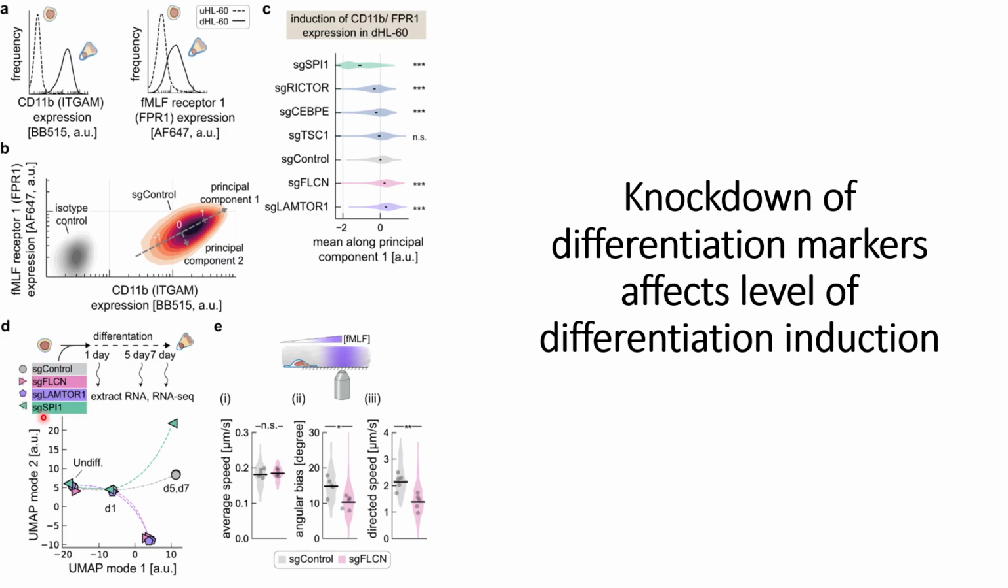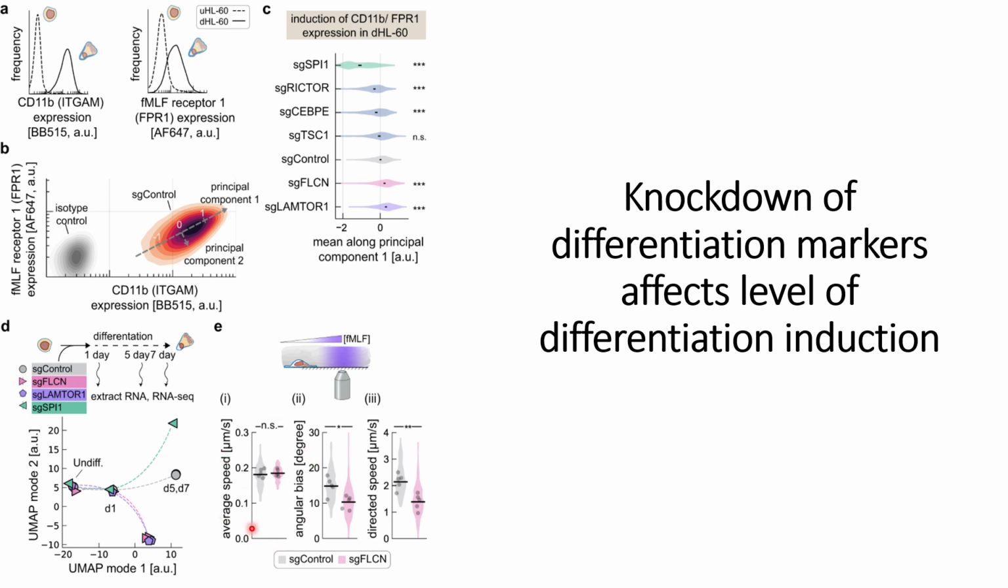Thereafter, to check whether they have different types of differentiation, they do the differentiation and check the RNA-seq analysis at different time intervals. That is at day 1, day 5 and day 7, they extract the RNA and do the RNA-seq analysis for these different knockdowns: control, FLCN, mTOR1 and SPL1. SPL1 is the differentiation marker. What they found is that compared to the control, which has minimum differentiation, mTOR1 and FLCN differentiated in one direction and SPL1 differentiated in a different direction. So this further substantiates their point that knocking down differentiation markers will affect the level of differentiation induction.